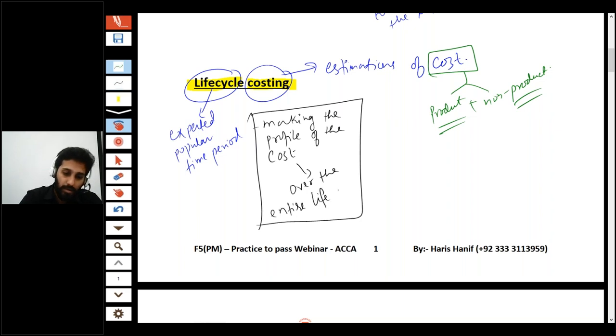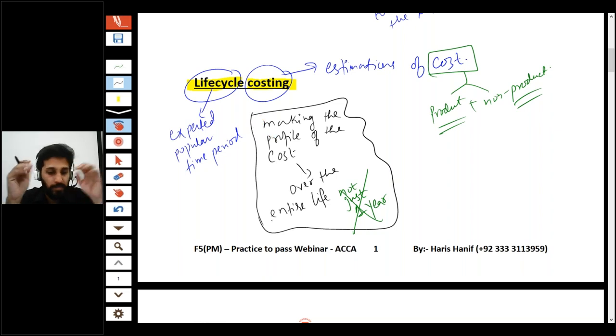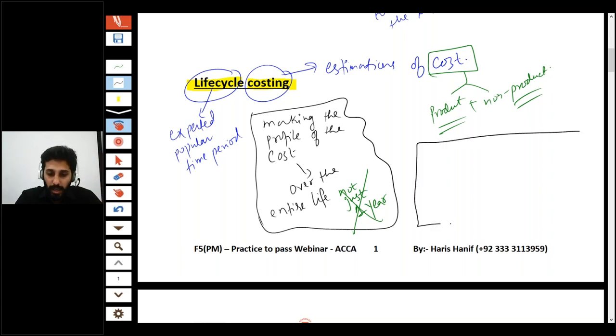Entire life. Not just 1 year. So this is the differentiating point between life cycle costing and traditional costing, that you should make the cost profile over the entire life, not just year one. It is a traditional costing. And here you can calculate cost per unit.